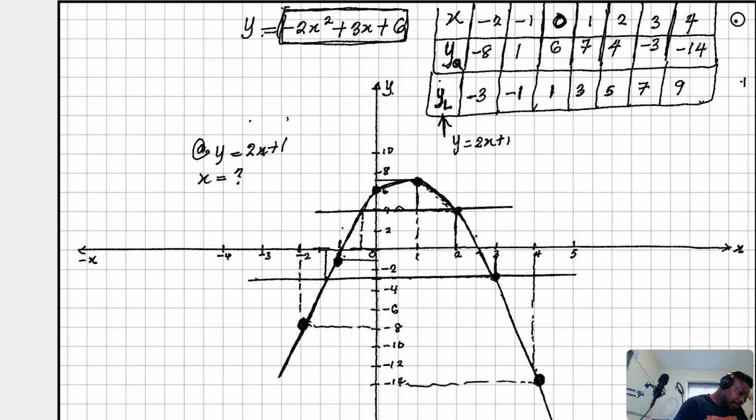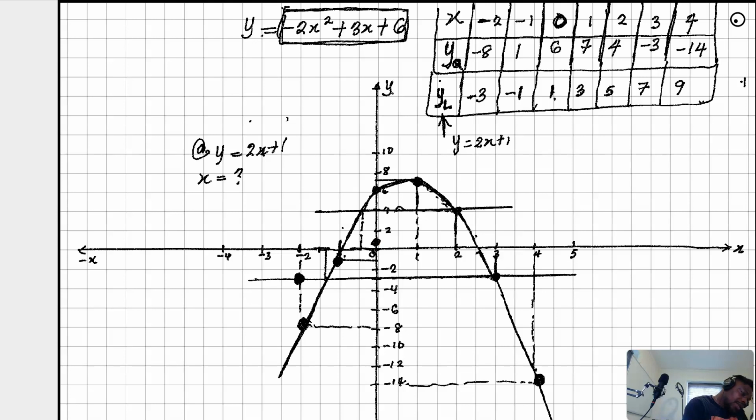Now let's plot. When x is minus 2, which is here, y is minus 3. So that is a dot here. Okay. When x is minus 1, which is here, y is minus 1, which is here also, a dot here. When x is 0, y is 1, which is here.